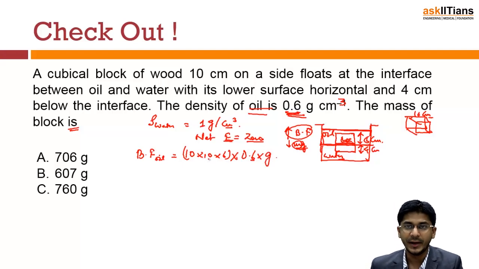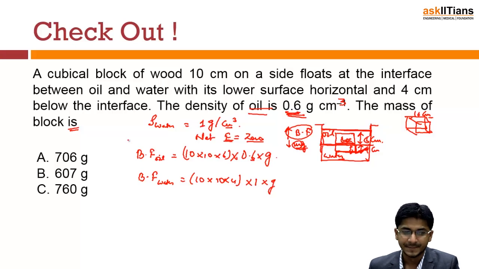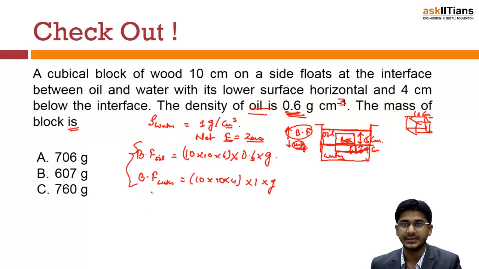This is the weight of the fluid displaced that gives you the buoyant force. Similarly, the buoyant force of the portion submerged in water will be 10 into 10, which are the length and breadth, and then you have a surface that is going inside, that is 10, and this height is 4. So 10 into 10 into 4 times 1 into G. So these are the net forces that are acting in the upward direction.